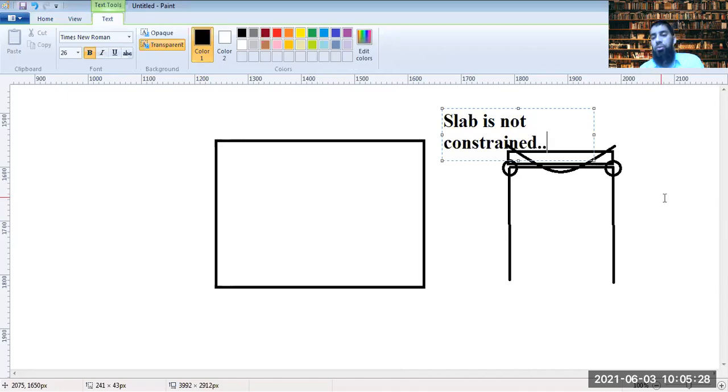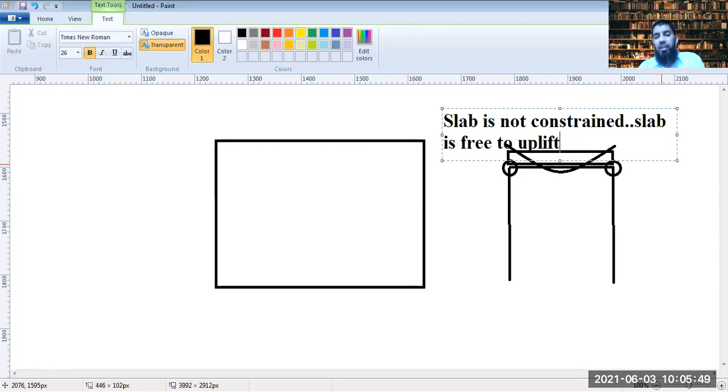So here you do not confuse it with restraint. We usually use the term constraint only in this case, that the slab is not constrained towards the edge, thereby the slab is free to lift up, and this is independent from the beam column arrangement.